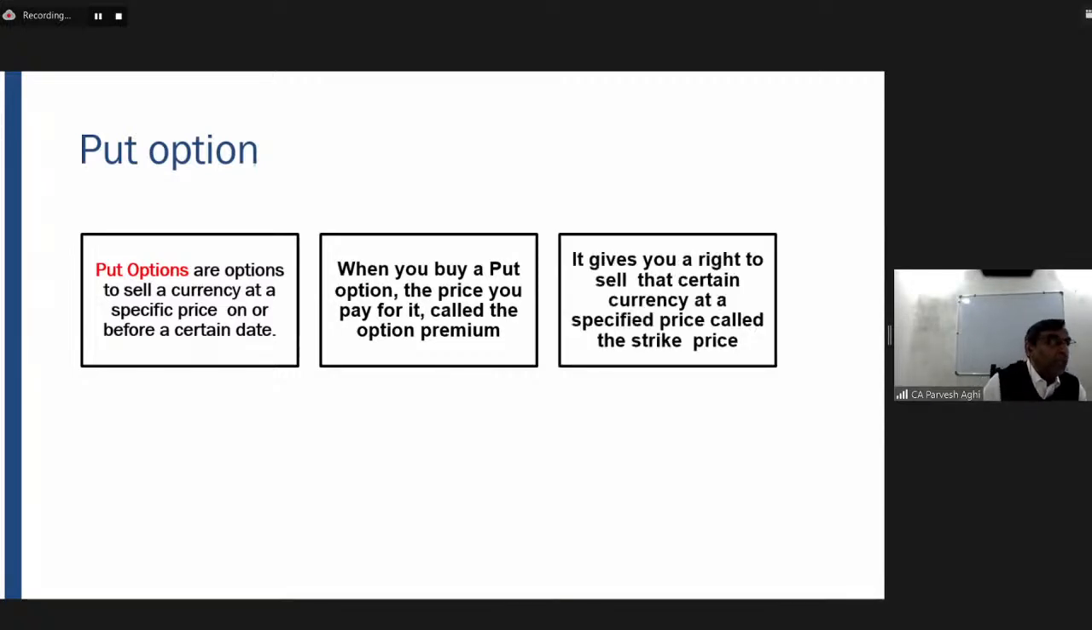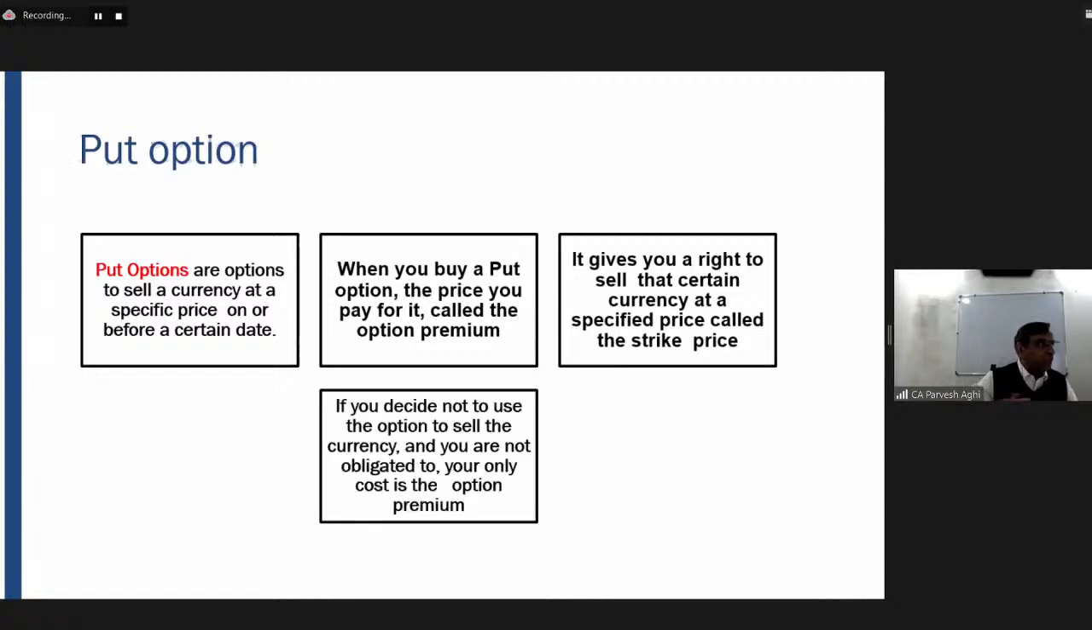It gives you the right to sell that certain currency at a specified price called the strike price. So the strike price is your choice. You will be given a lot of options in terms of strike prices, and you have to choose one. And we'll soon understand what a strike price is, how they are fixed and determined, and who determines them. If you decide not to use the option to sell the currency, you are not obligated. Your only cost is the option premium.